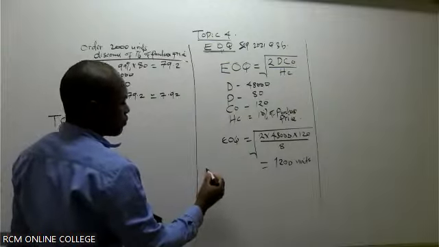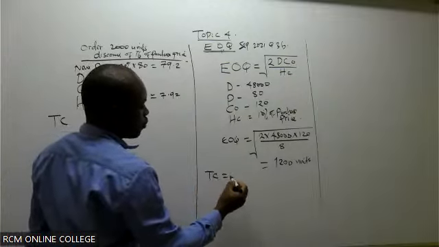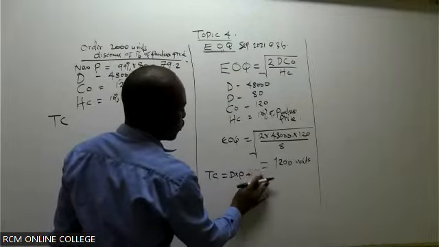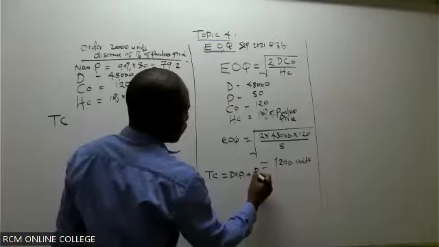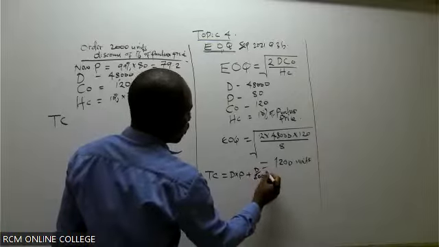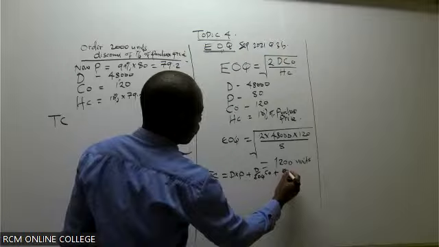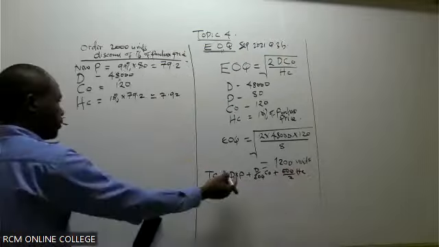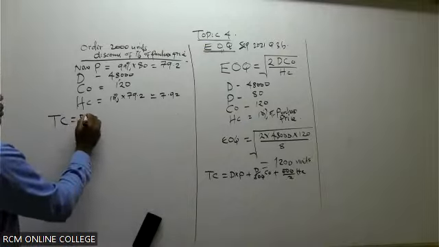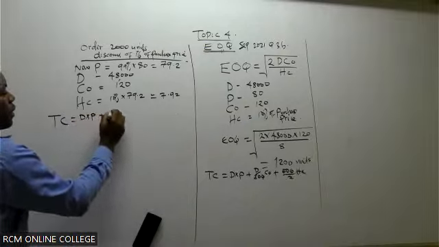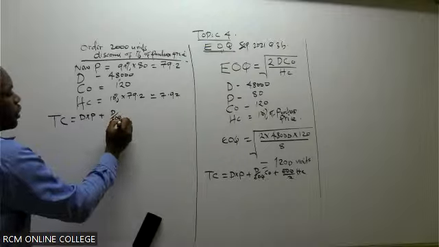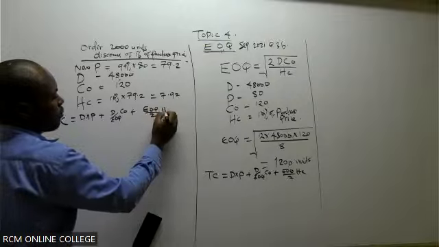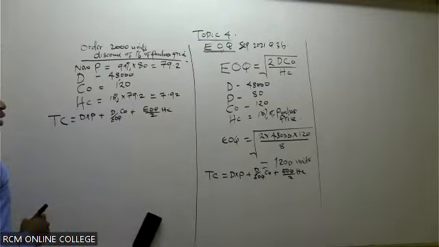So total cost is equal to demand times purchase price plus demand divided by economic order quantity times ordering cost plus economic order quantity divided by 2 times holding cost. The same will apply here. Demand times this plus demand over economic order quantity multiplied by ordering cost, economic order quantity. Then you do it that way.